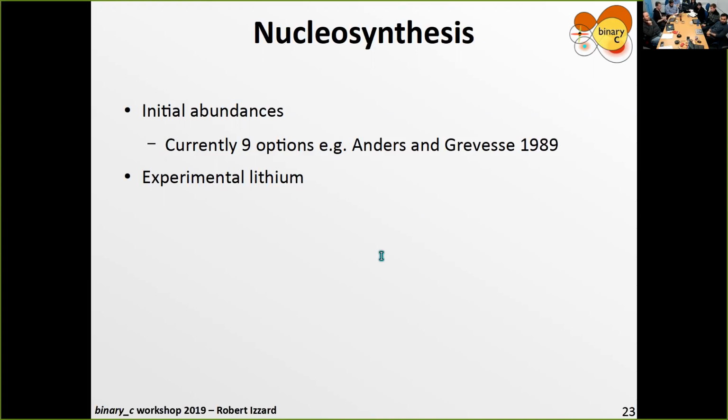But for things like the alpha prescription in common envelopes, we assume it's valid for all masses, all separations, because we know nothing better. So in that case, it's very hard to say when it's not valid, because we don't know. That's the problem. And I think that's true of most of the prescriptions that are in there.